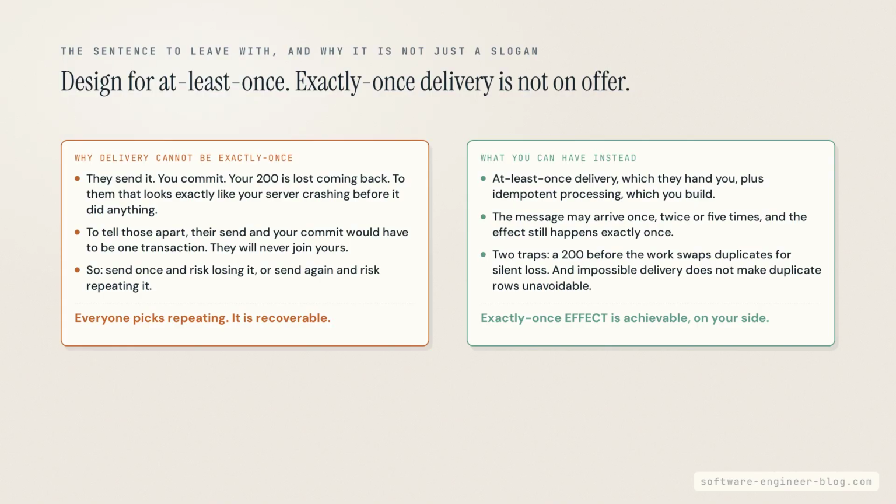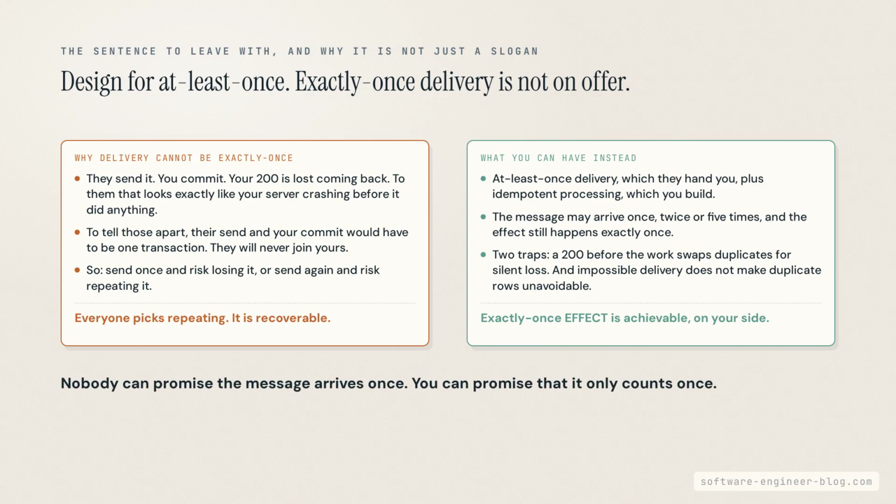2 traps on the way out. Answering 200 before doing the work is not a clever fix. It swaps duplicates for silent loss, and where money is involved, that is worse. And impossible delivery does not make duplicate rows unavoidable. That overcorrection is the expensive one. Nobody can promise the message arrives once. You can promise that it only counts once.